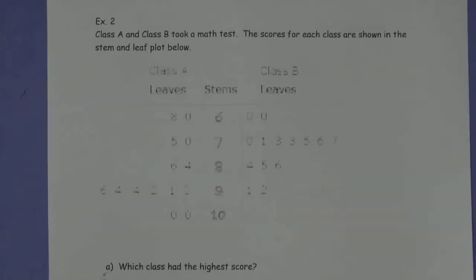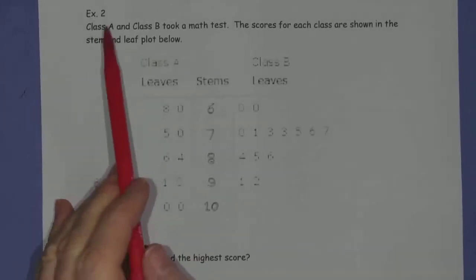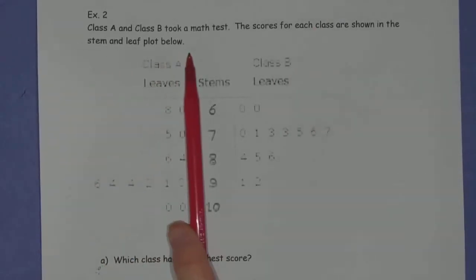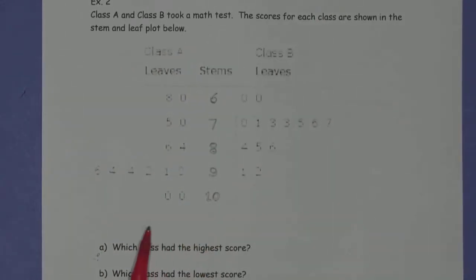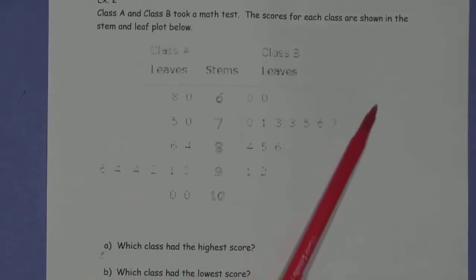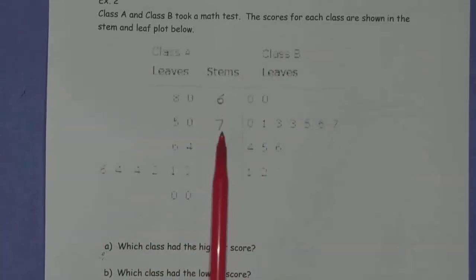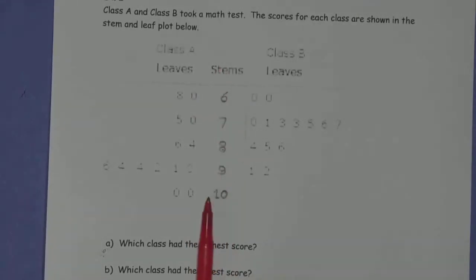Okay, let's go to the back side. Example 2, our final example in this video. It says Class A and Class B took a math test. These scores for each class are shown in the stem and leaf plot below. Now this is actually referred to as a double stem and leaf plot. So check out how cool this is. You've got your stems in the middle. The stems are the tens.